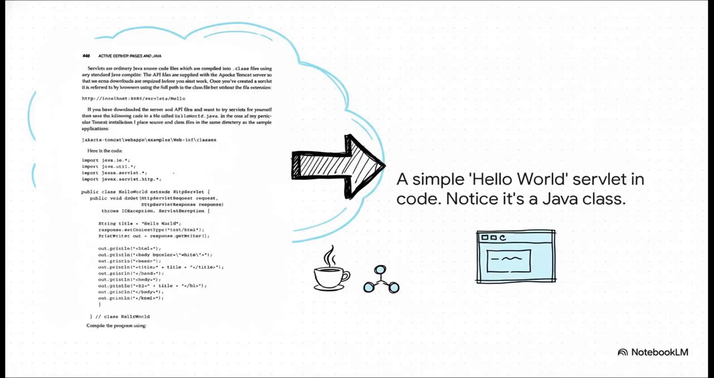And here we go, we can actually see what one looks like. Now don't worry, we're not going to get lost in the code here. Just notice it's a Java class, and its job is to get a request and then write out a simple HTML response. The whole point is just to see that this abstract idea is a real, tangible thing.